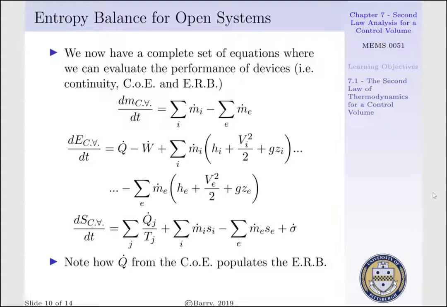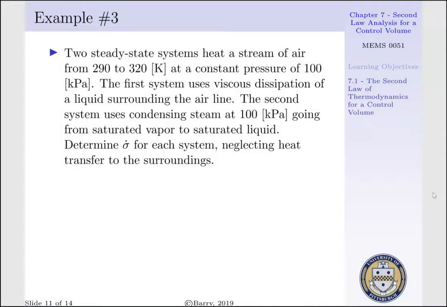balance equation. To see this in application, let's consider two steady-state systems that heat a stream of air from 290 to 320 Kelvin at a constant pressure of 100 kPa. That is, we have a heat exchanger where we have a flow of air that enters at 290 Kelvin and exits at 320 Kelvin, and it undergoes a constant pressure heating process.